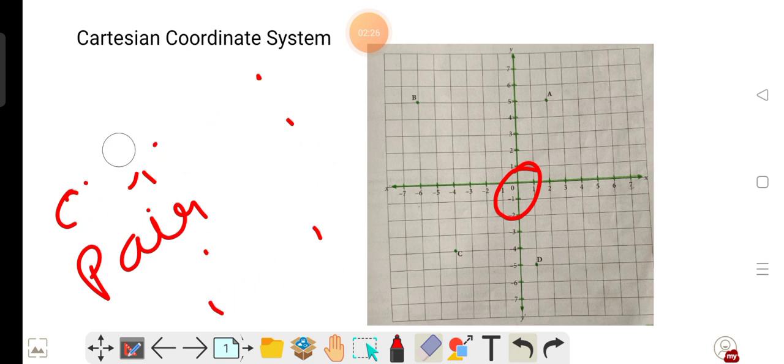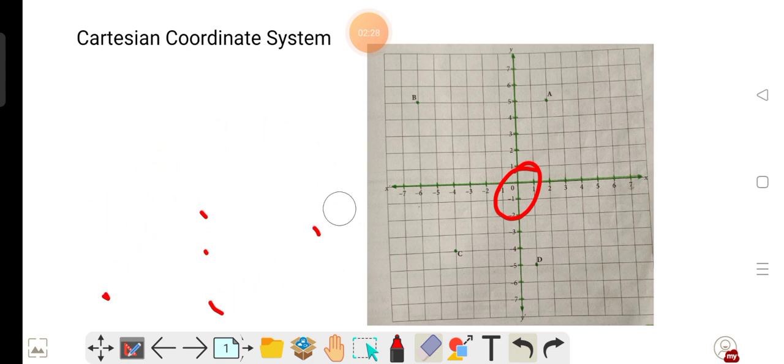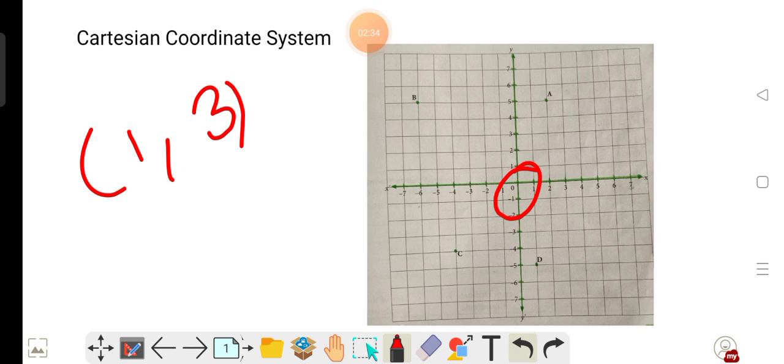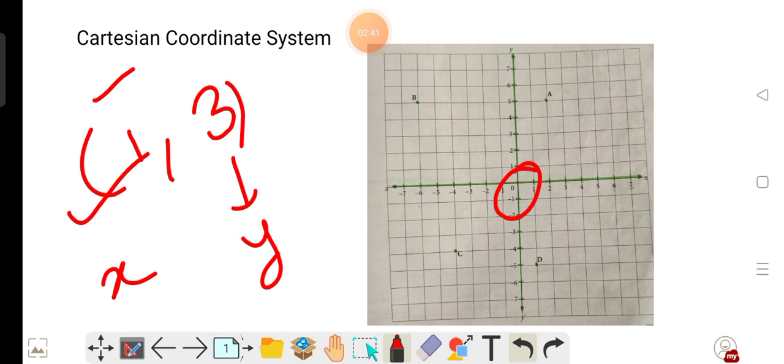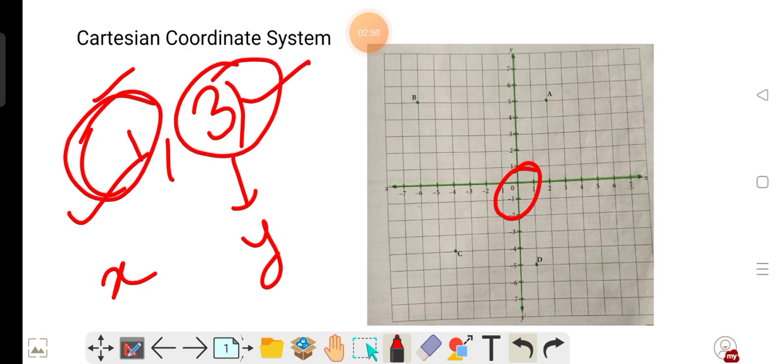For example, you have to point out the point 1 and 3. Okay. The first one is for the x-axis and the second one is for the y-axis. The first one is known as abscissa and the second one is known as ordinate. Okay. The name of the x-axis point is abscissa and the name of the y-axis point is ordinate.